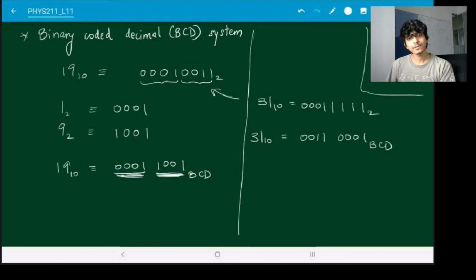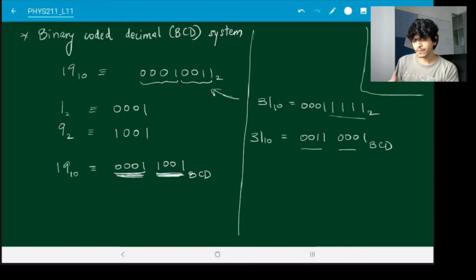Why do we do this? Because the computer likes to work in terms of zeros and ones. It likes binary, but we like to read things in terms of decimal. It is much easier for us to read this as 3 and this as 1 than to read this entire number. For this, we have to do a calculation in our head and be like, okay, this must be 31 because we add up 1, 2, 4, 8, 16. But this is easier to read. Therefore, sometimes we use the binary coded decimal system.